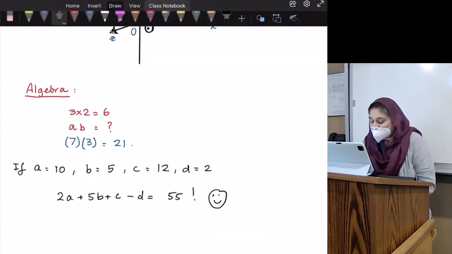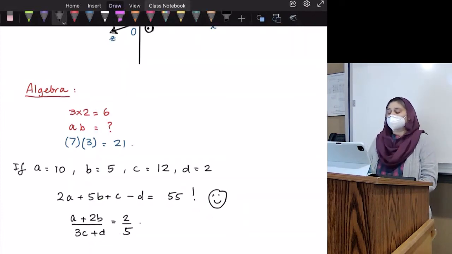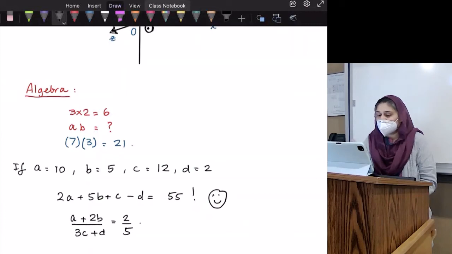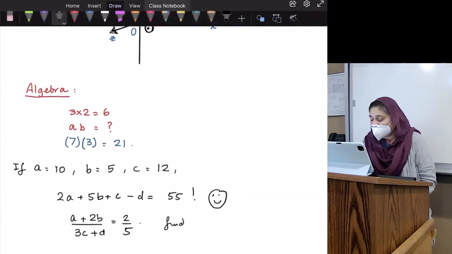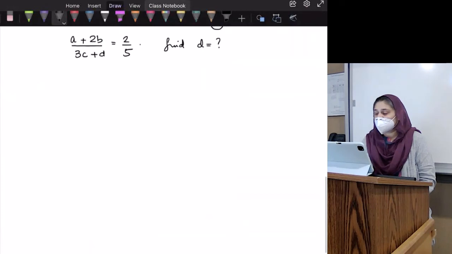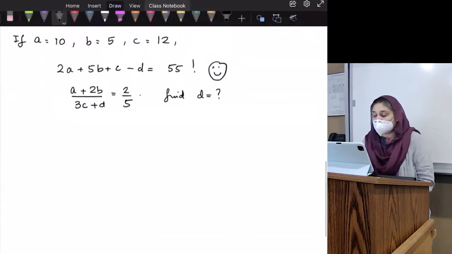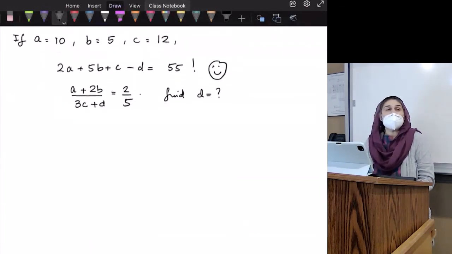Okay, what if I have (A plus 2B) over (3C plus D) equals 2 over 5? Imagine D is not given and I have to find D. Find D. Oh, I should let you know what the values are. How do we do this?